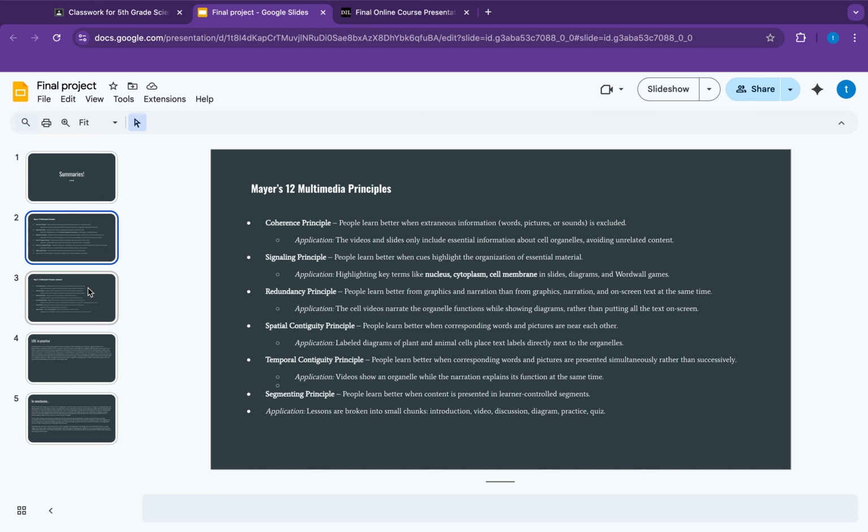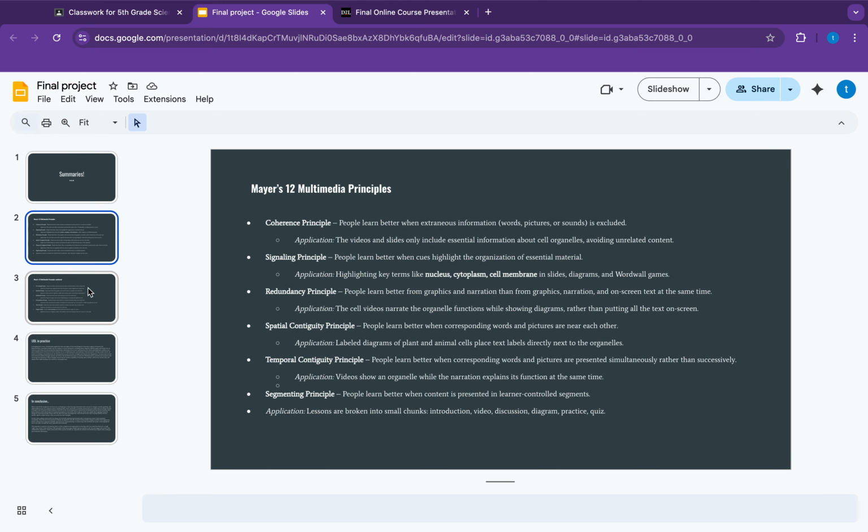Temporal continuity principle. People learn better with corresponding words and pictures. The videos show an organelle while the narration explains its function at the same time. Segmenting principle: people learn better when content is presented in learner-controlled segments.